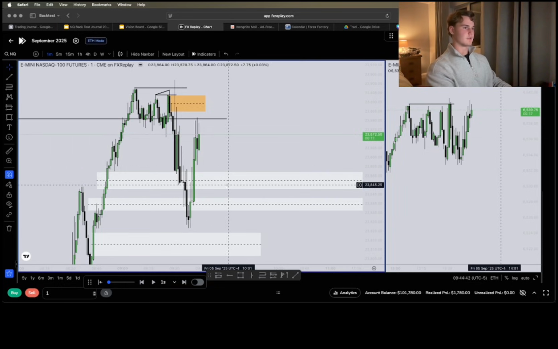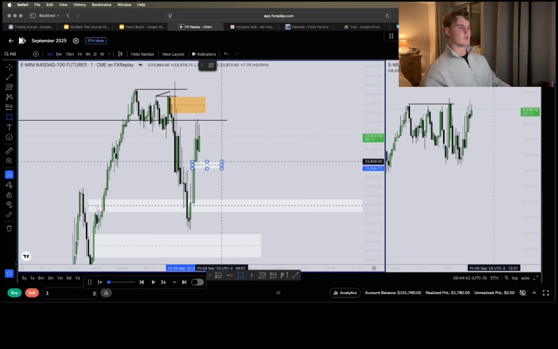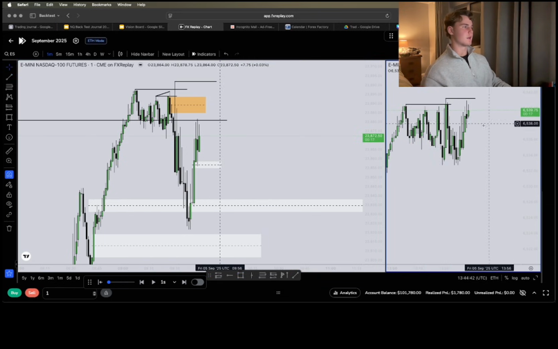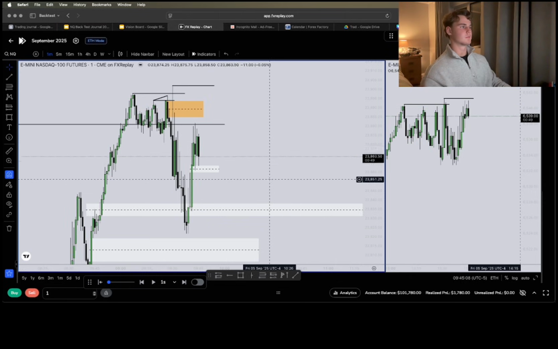Now, I'm just going to get rid of these. Now, considering we've just respected the BISI here, it looks like we're going to go higher. Now, what am I going to be careful of? This internal high here. Now, what is price going to do at this internal high here? Could easily make a manipulation, respect it, then displace lower.